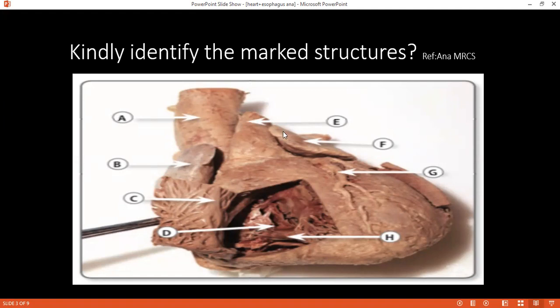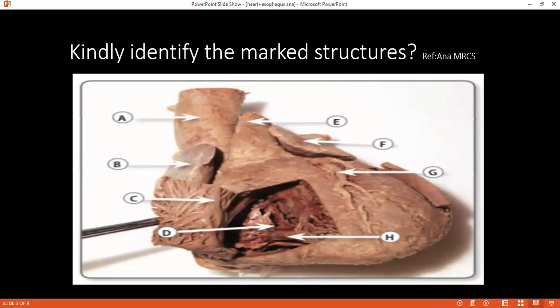Can you please identify the structures labeled from A? A, ascending aorta. B, auricle of the right atrium. C, the anterior wall of the right ventricle. The pectinate muscle, and for this, tricuspid. H is the anterior papillary muscle, and G, anterior. E, pulmonary trunk. Which vessel is this? It is the anterior interventricular artery. And F, left atrium.